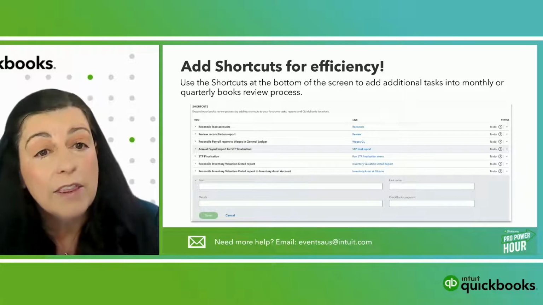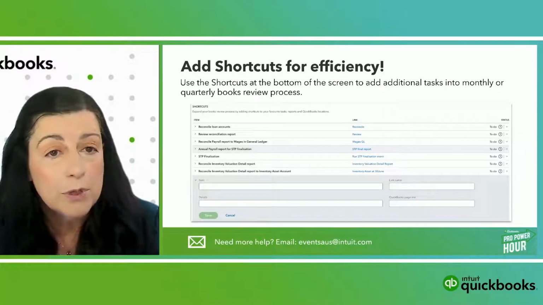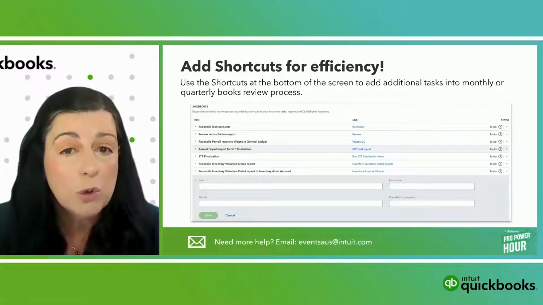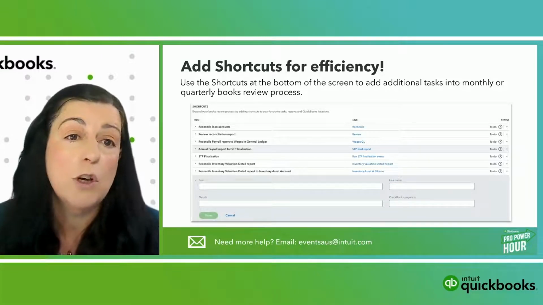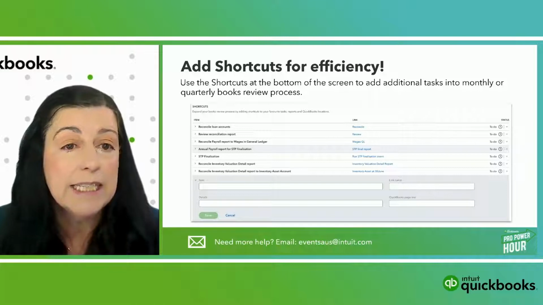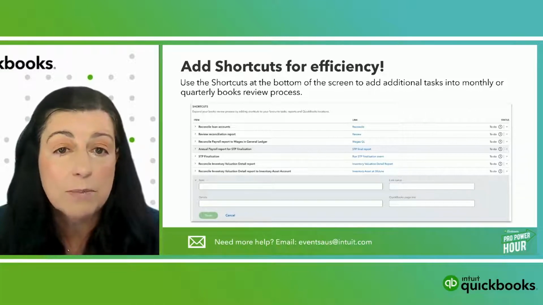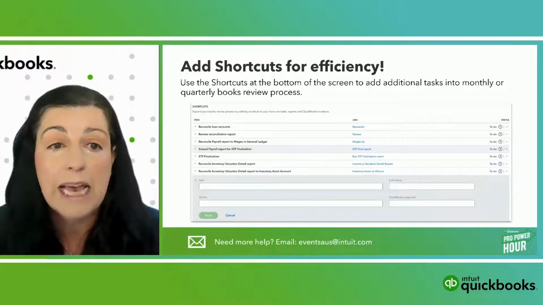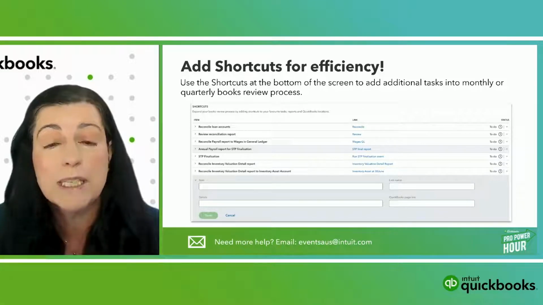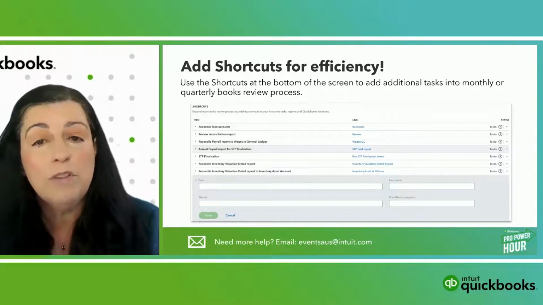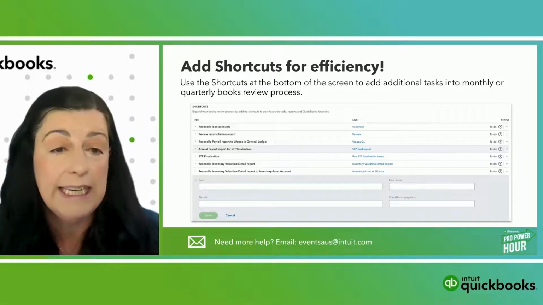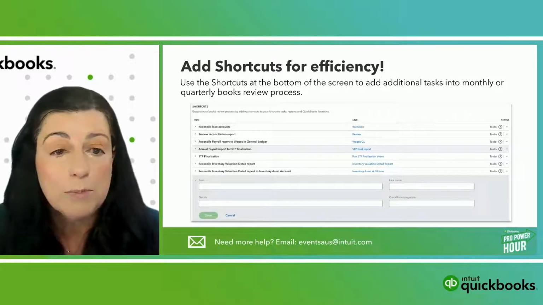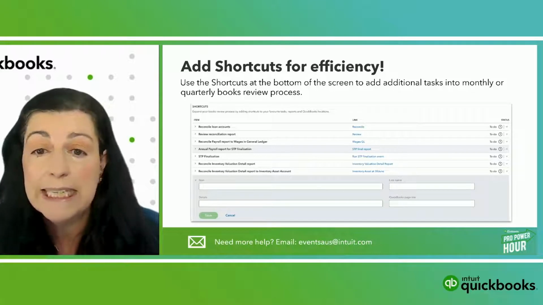Okay, one of the other things I love about Books Review is that we can add shortcuts. Again, talking about efficiency. What you can see here is that we've got some items. We've got reconcile loan accounts, review reconciliation reports. And if you look in the middle of the screen, we've got a blue text, and that actually takes us directly to a link. You can see down the bottom that there's a box which says link name.